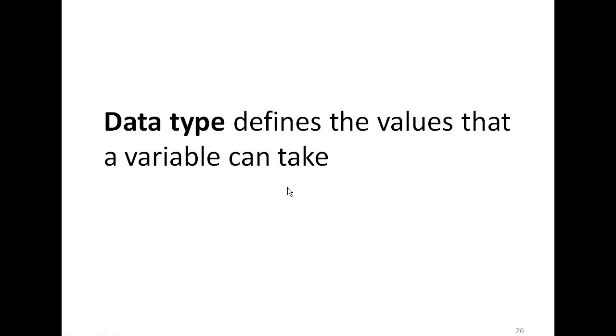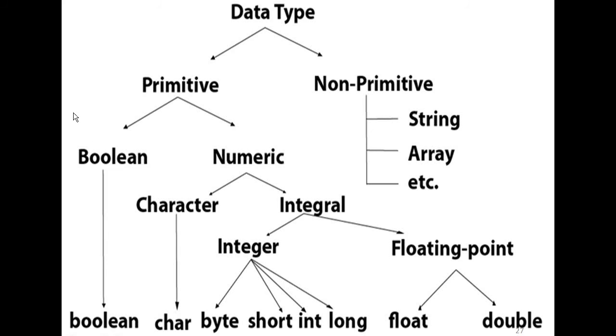Next we come to another important part of Java, that is the data types. It defines the values that a variable can take. This is very important, and here in this chart you can find the different types of data types in Java.